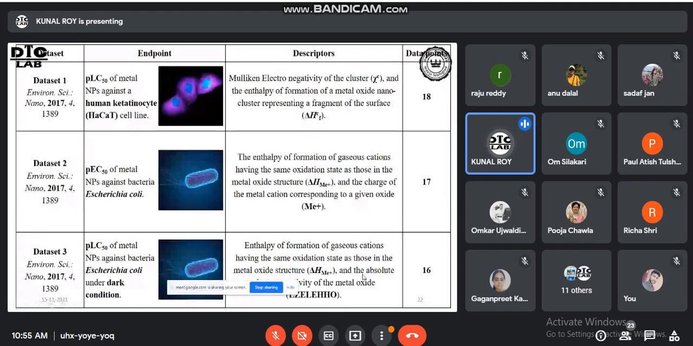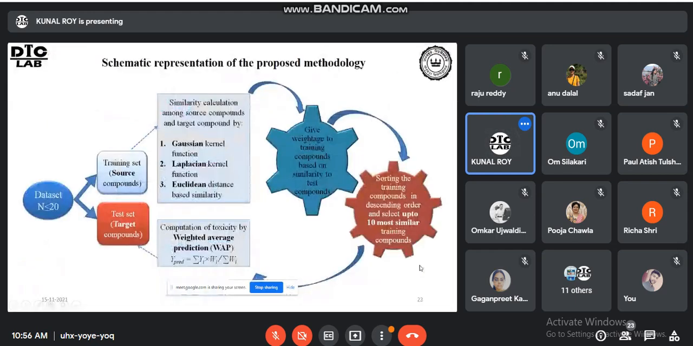Here we will discuss the method by which we derive the read across predictions. As you can see, the number of data points in all the cases was very low: 18, 17, 16. Although these data sets were previously modeled using QSAR, you can understand these QSAR predictions are not reliable because of the low number of data points. In all 3 cases, the number of data points was low.